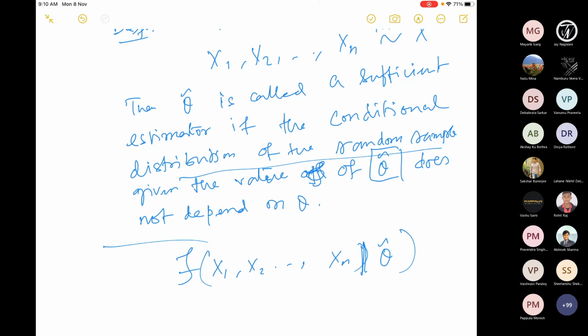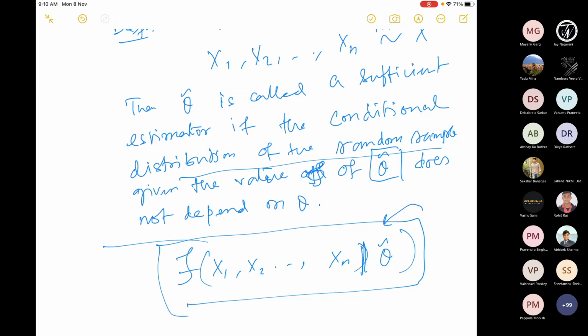Then what is the PDF of this? So in the PDF, wherever there is theta hat, I can replace that after knowing this. Then this is now a function that has to be independent of theta. Then it is called sufficient.